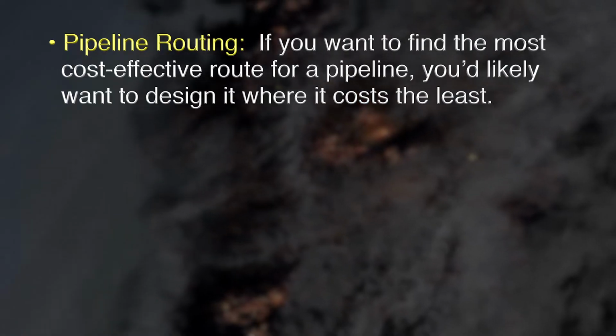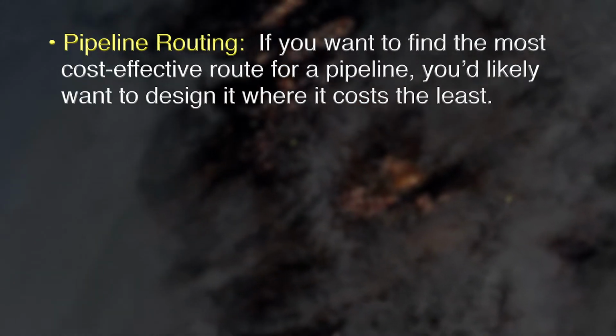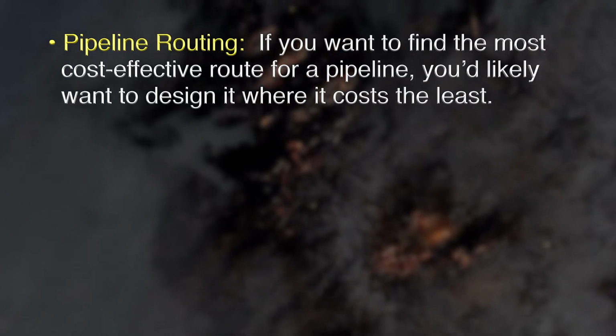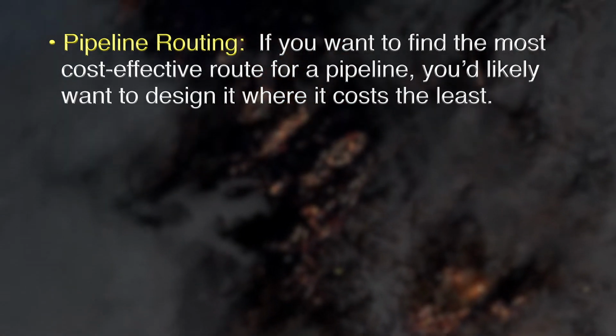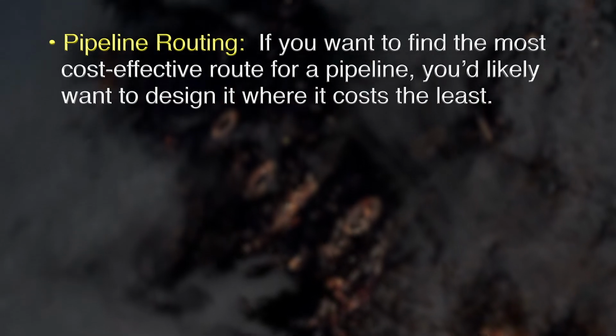There are two in-depth examples of least cost path and how it works. One, pipeline routing. If you want to find the most cost effective route for a pipeline, you will likely want to design it where it costs the least. For example, the cost distance layer would include weighted values from population density, environmental sites and proximity to water.